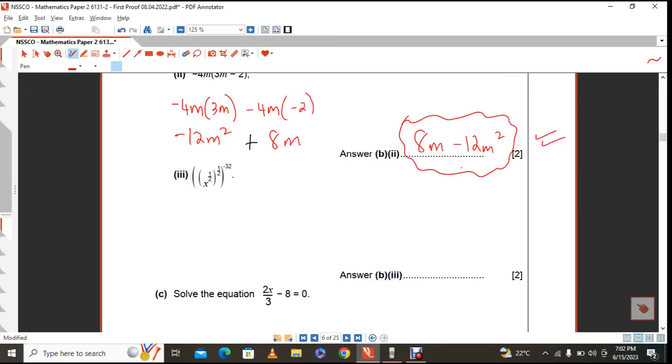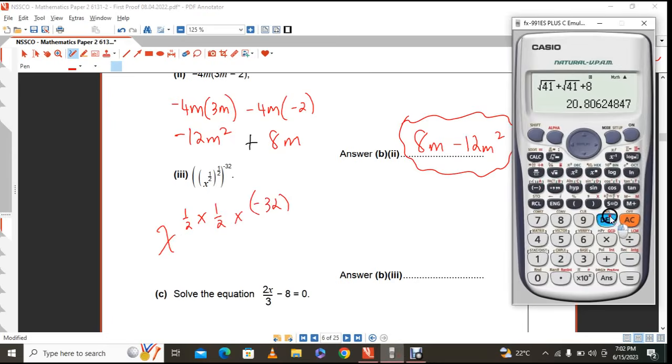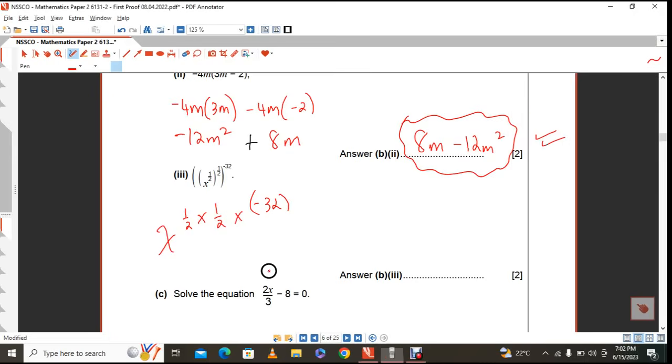Then you have got a base that is raised to multiple exponents, and the rule is you are supposed to multiply. So we are going to multiply all of them together. A half times 1/2, which is a quarter, times, of course, negative 32, that gives you negative 8. So therefore, the answer here is x raised to the power of negative 8. Again, I'll give you the reasonable doubt if you say 1 over x raised to the power of 8, if you don't want to write your answer with a negative index.